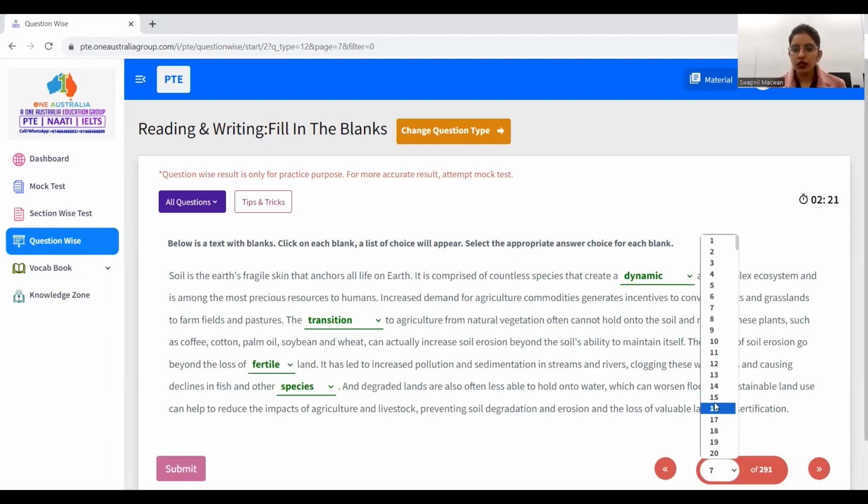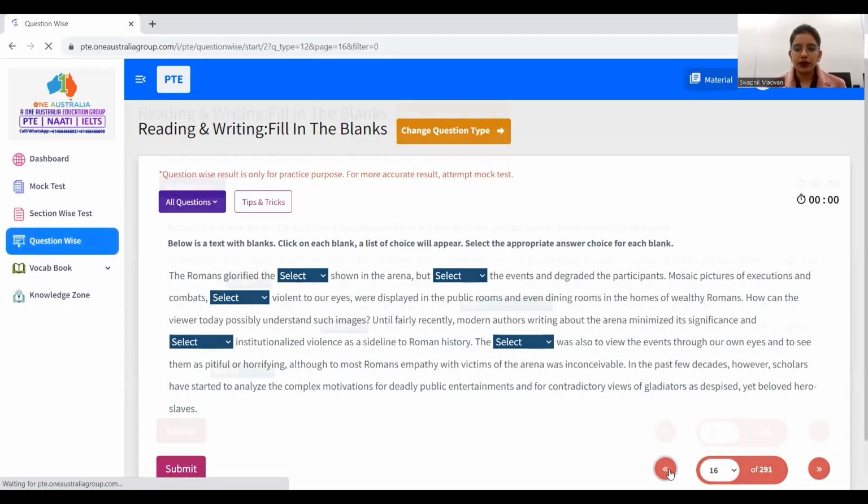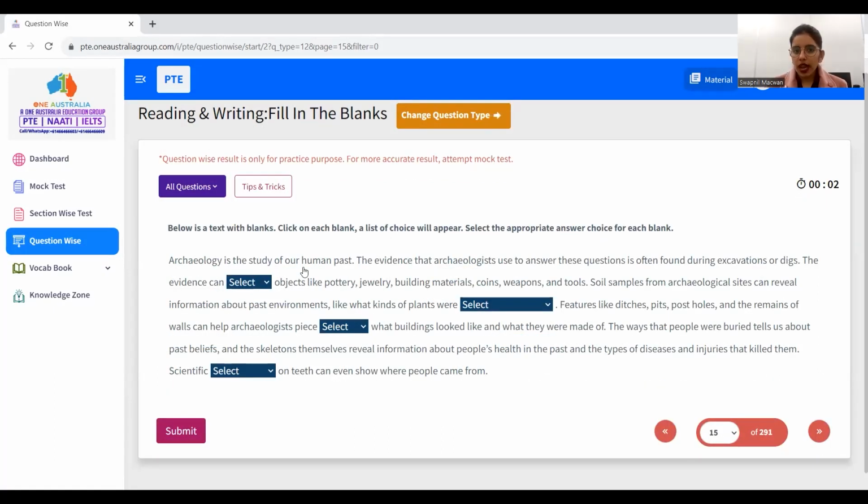Now come to the next question. Now they are talking about archaeology and the human past. Archaeology is the study of our human past. The evidence that archaeologists use to answer these questions is often found during excavation or digs. The dash evidence can dash objects like pottery, jewelry, building material, coins, weapons, and tools. The evidence can include these objects.